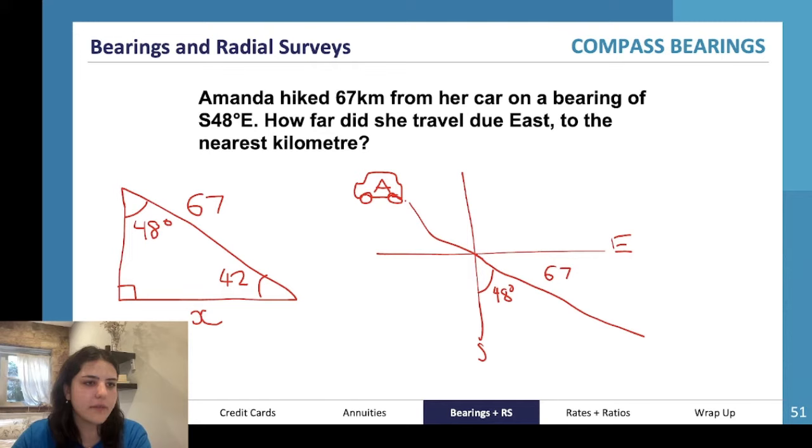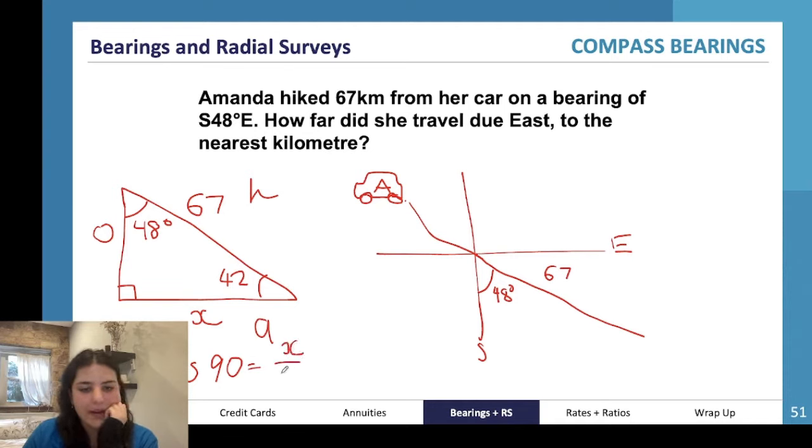Let's see, do I have a better diagram? No. Okay, so now that we know that, we really just need to use one of our sin, cos, or tan ratios to work it out. This is our hypotenuse, this is our opposite, and this is our adjacent. We're looking for our adjacent, and we have our hypotenuse, so we can use cos. Our angle cos is going to be cos 90, and it's going to be our adjacent, x, over our hypotenuse.